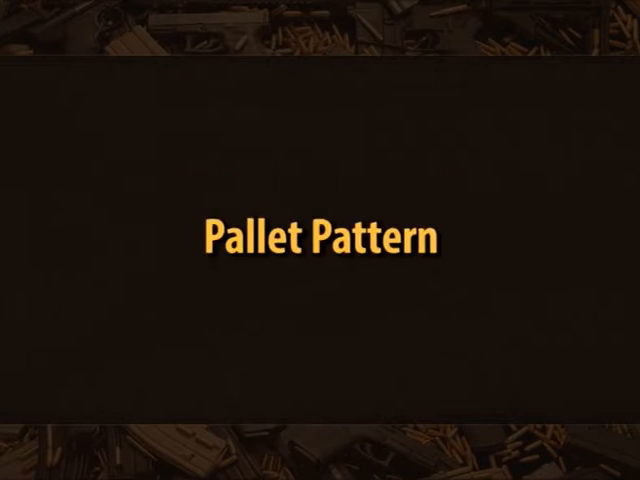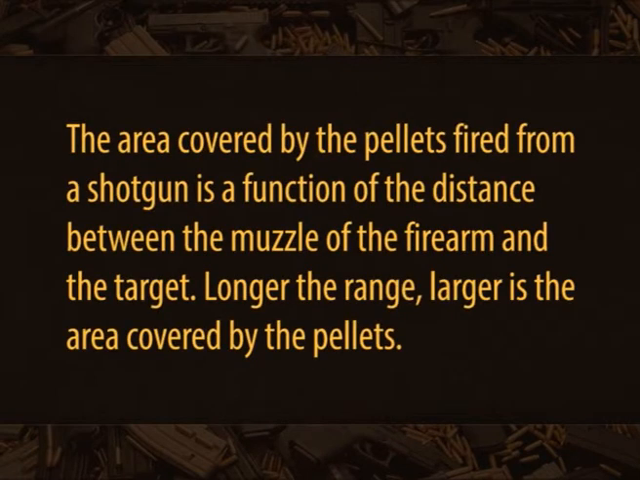Then comes the pellet pattern. The area covered by the pellets fired from a shotgun is a function of the distance between the muzzle of the firearm and the target. The longer the range, the larger the area covered by the pellets. The spread of pellets is mainly affected by the length of the barrel of the firearm and its muzzle characteristics.